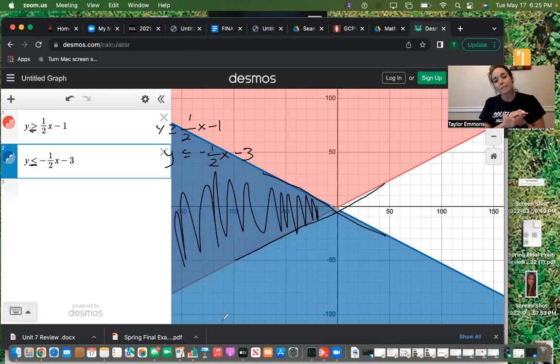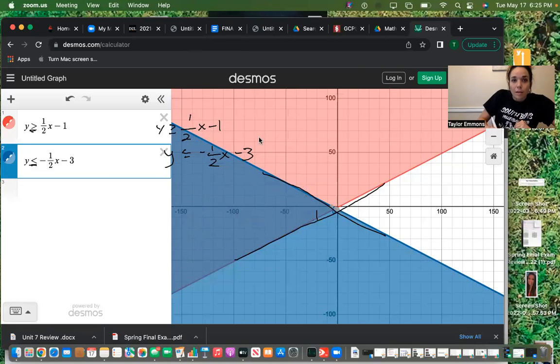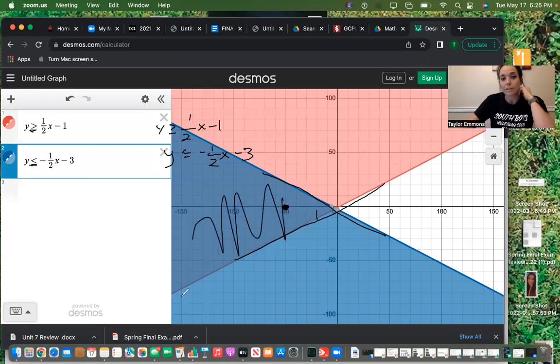You might be asked something like, what is a value that is a solution to the system? For instance, negative 50, 0 would be a solution. They might ask you something like that. You just have to make sure that it works for both inequalities. If I plug negative 50, 0 into both of those inequalities, it works. You could pick any point over on this side.